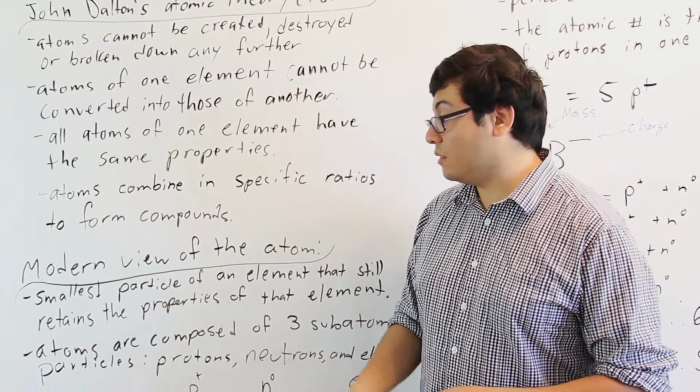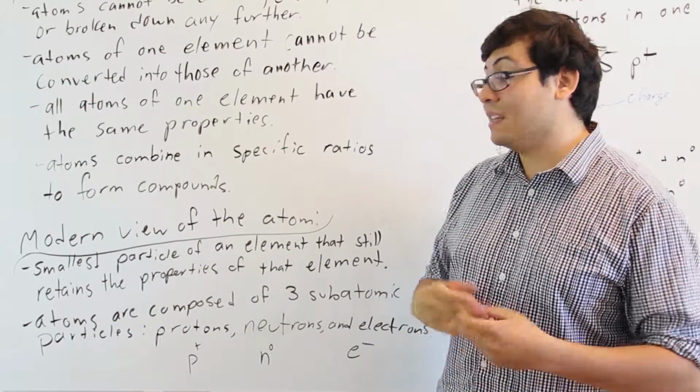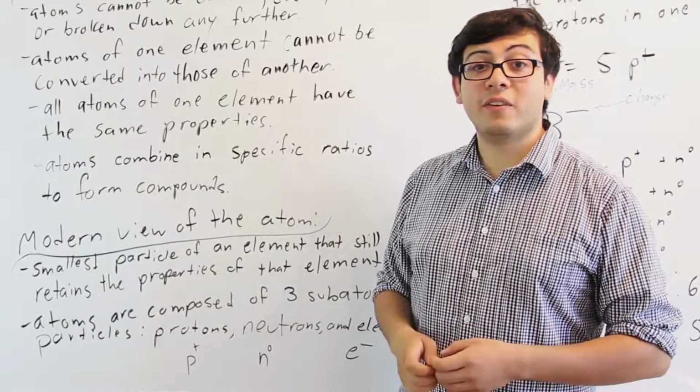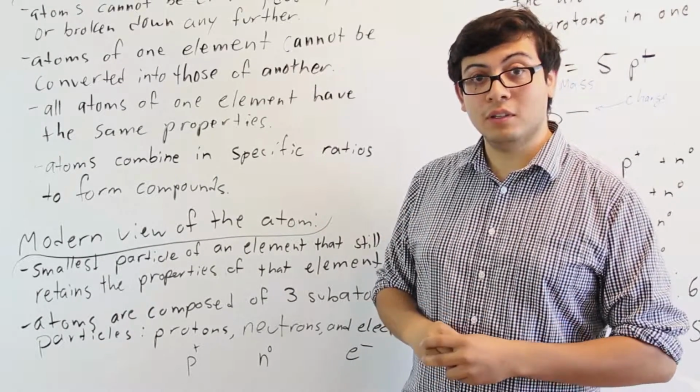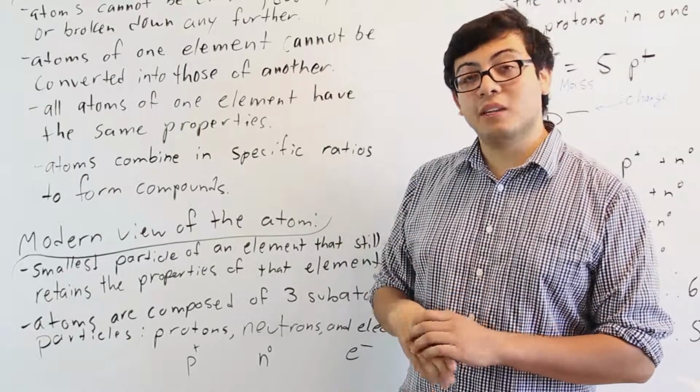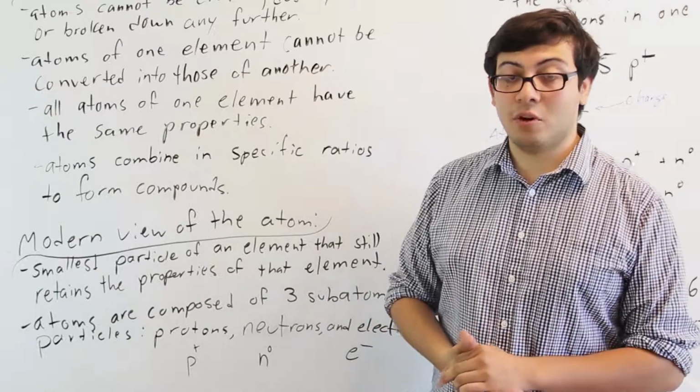Our modern view, though, says that the smallest particle of an element that still retains the same properties of that element is the atom. That means if I have one atom of gold, that atom of gold still retains all the properties of gold. But if I break it down any further, I can't observe those properties.